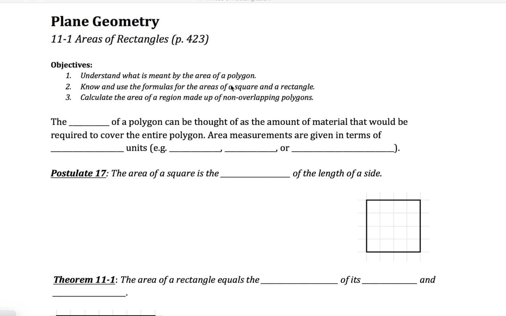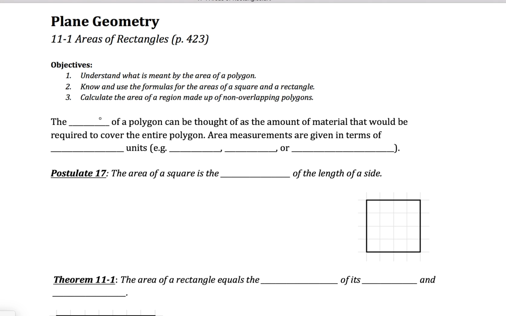Hello everyone. We're going to be taking a look in this video at calculating the area of rectangles as well as squares and what would be called complex polygons or regions made up of non-overlapping polygons. Let's start by just defining what is meant by area.